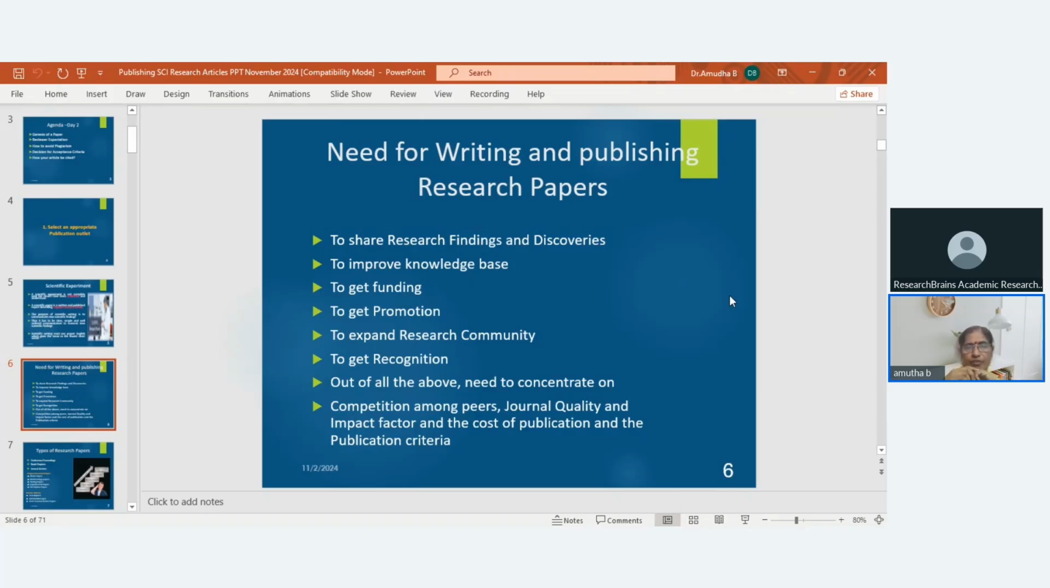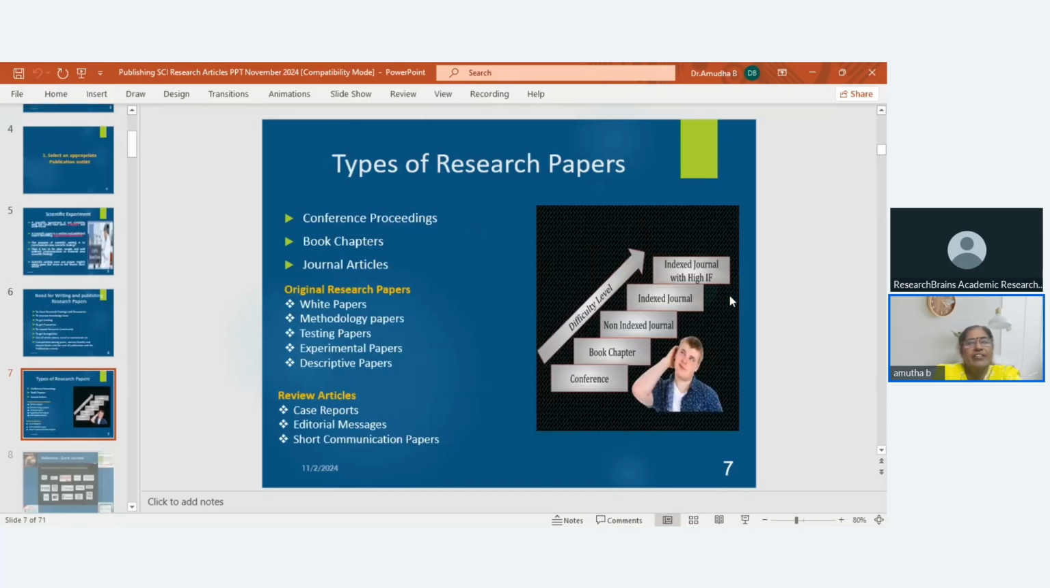For that also, we want to publish our research paper, and we need promotion. Whenever we do something, it must be noticed by the people, and we need to get it promoted. And to expand our research community, we need recognition. There are competition among peers, the journal quality and impact factor, the cost of publication, all these are there. Even so, we want to publish our research papers. So this is the need for writing and publishing our research papers.